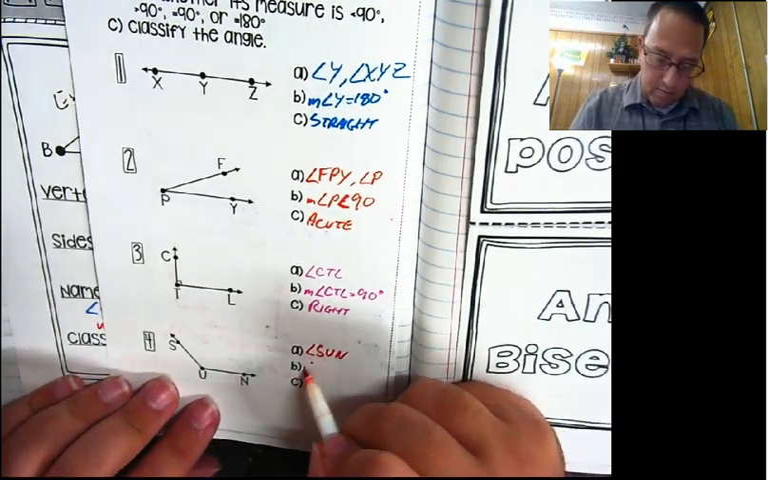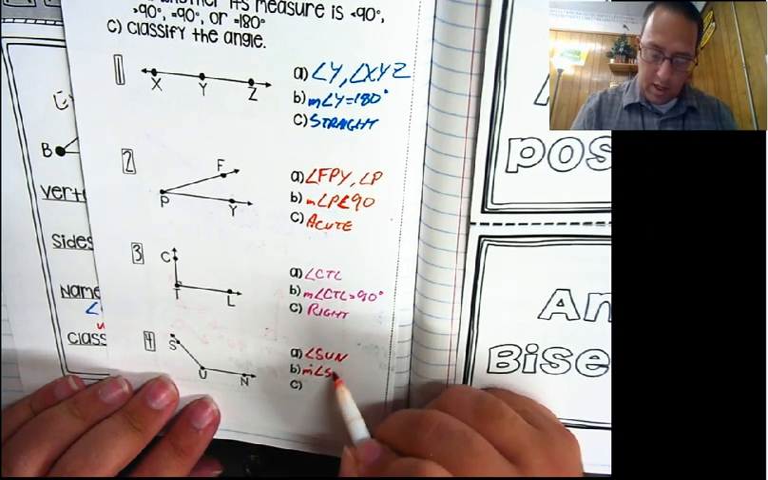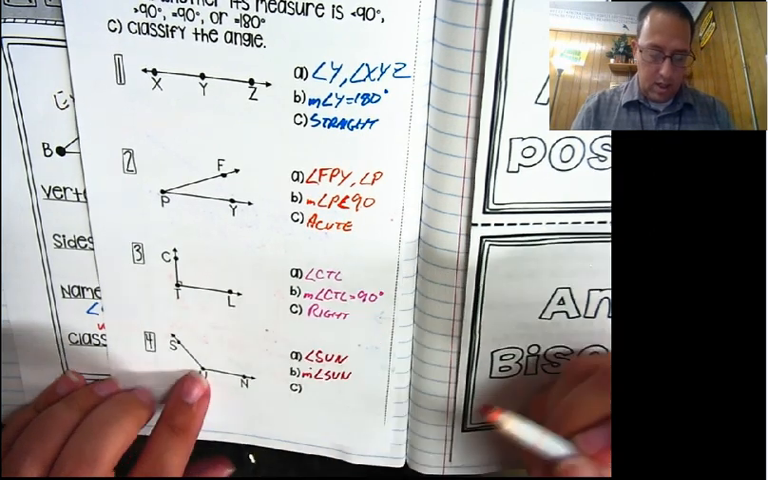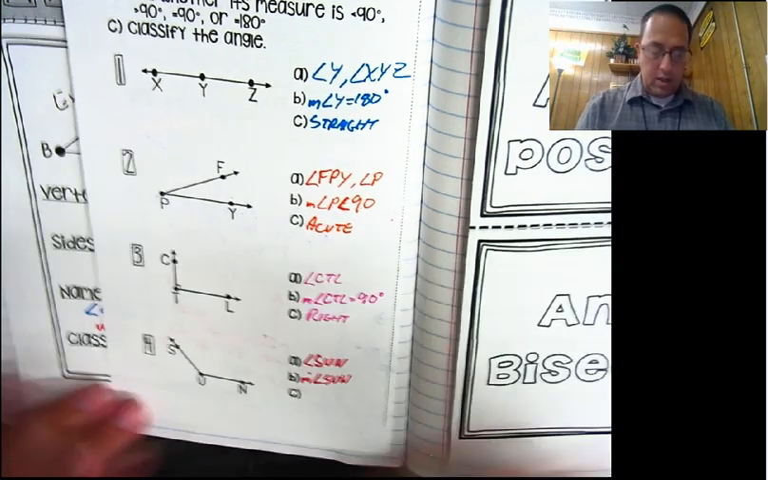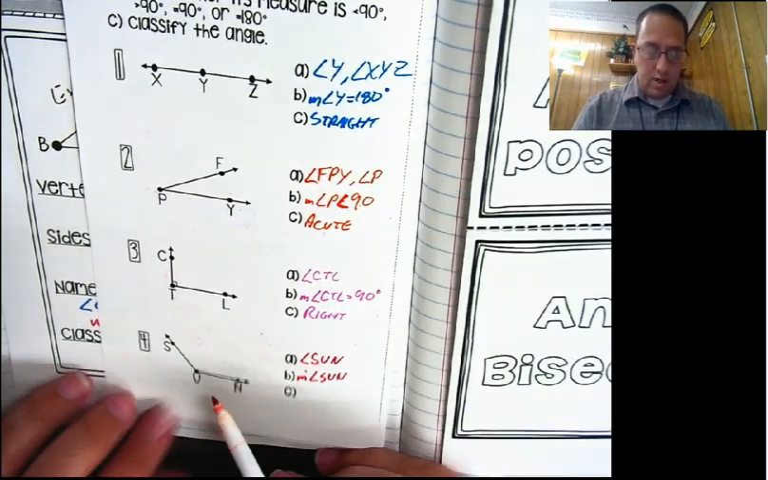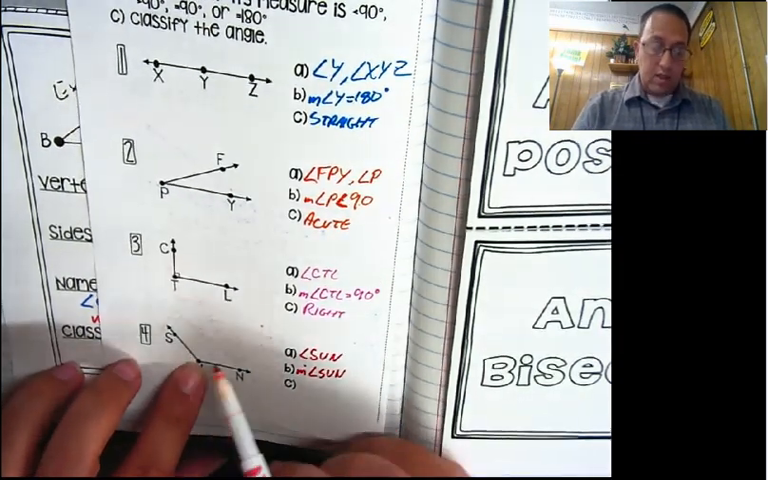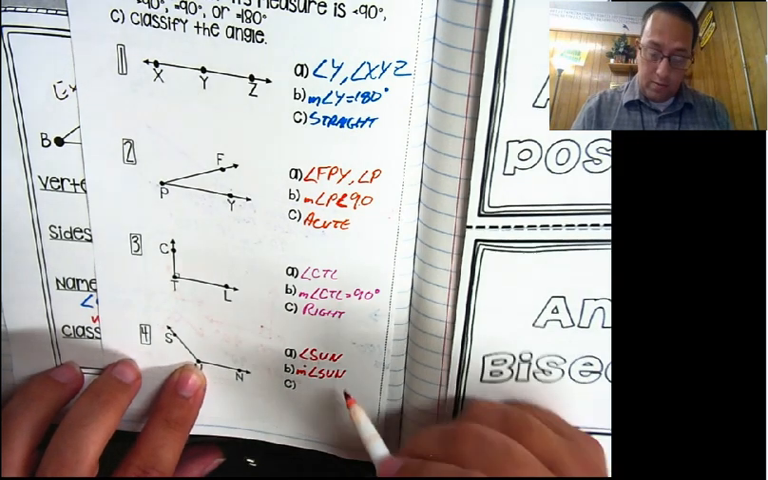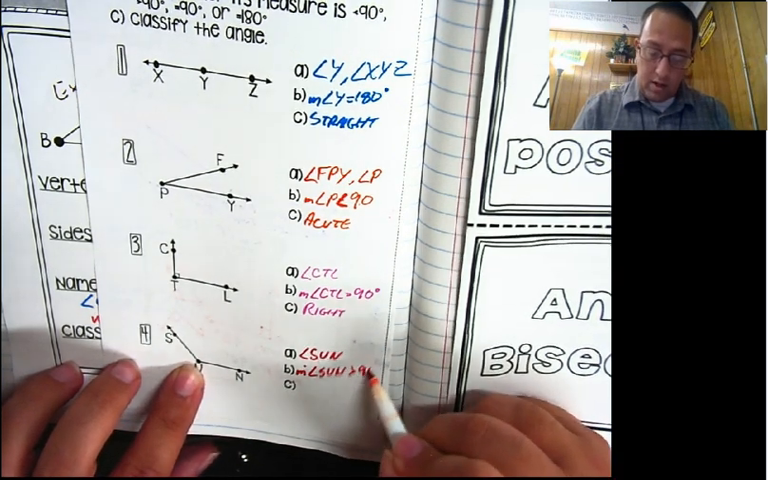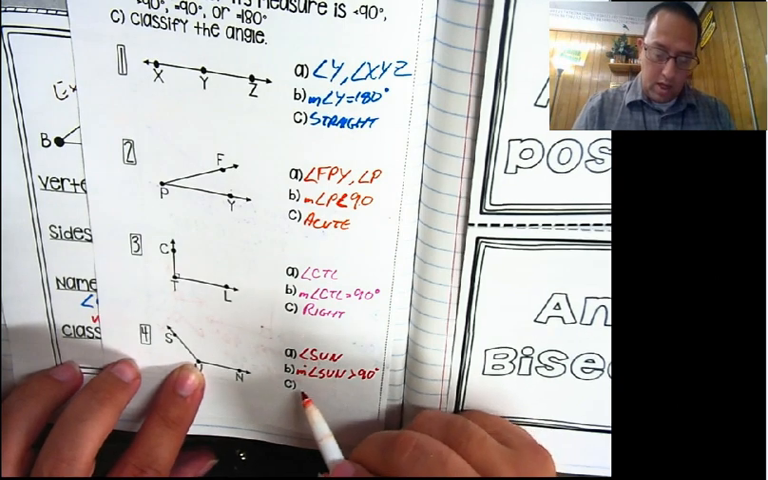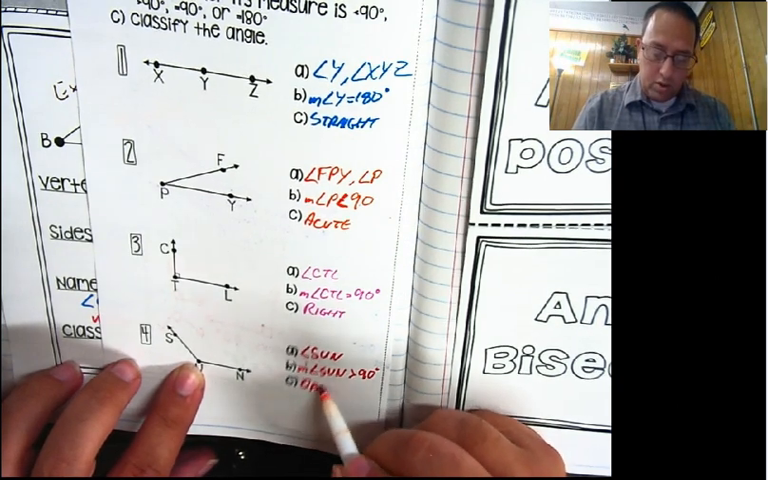And so the measure of angle SUN is, I don't know. It's not a straight line. It's not a right angle. And so we look at it and we see that it is bigger than a right angle. So this is going to be greater than 90 degrees. And so this is obtuse.